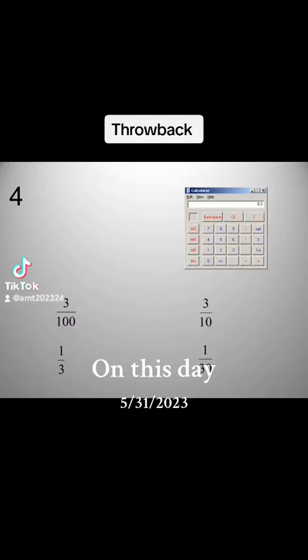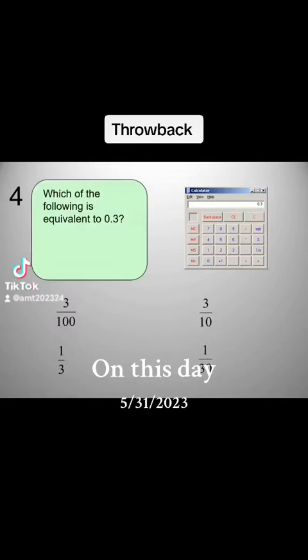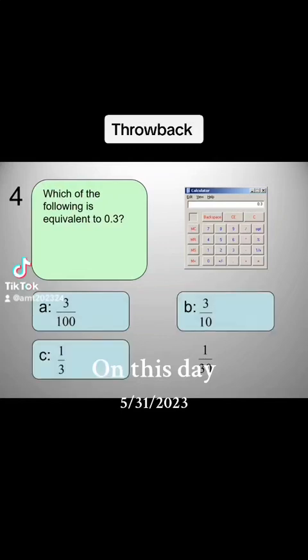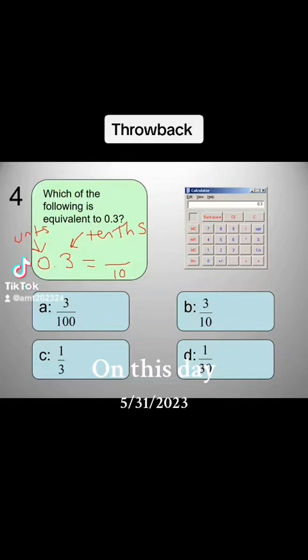Question number 4. Which of the following is equivalent to 0.3? Is it A 300ths, B 3/10ths, C 1/3, or D 1/30th? Well, looking at my place value, this is what I call my units column, and then this is what I call my tenths column here. So listen carefully, I'm saying the word tenths, not tens, tenths. So tenths means it's going to be out of 10, and the number on the top will just be the number 3. So the answer is going to be 3/10.